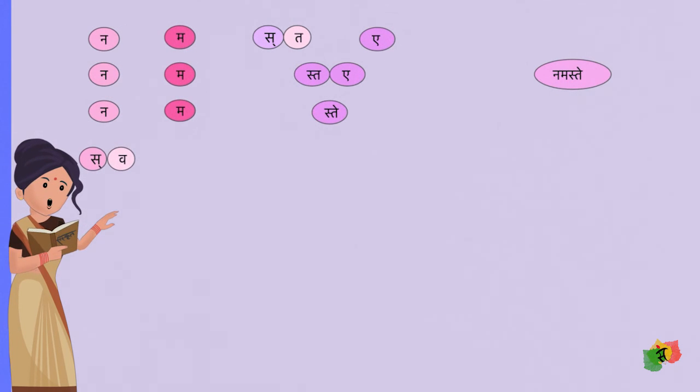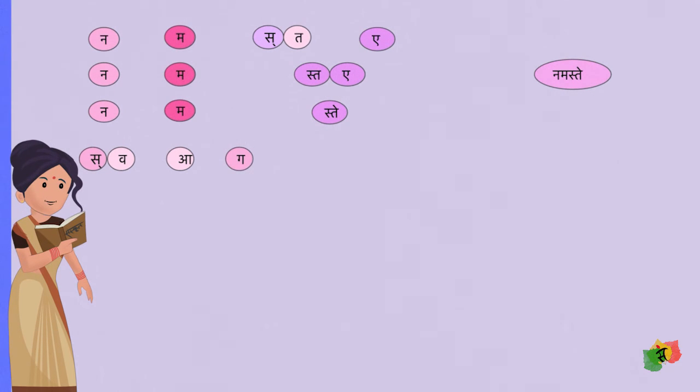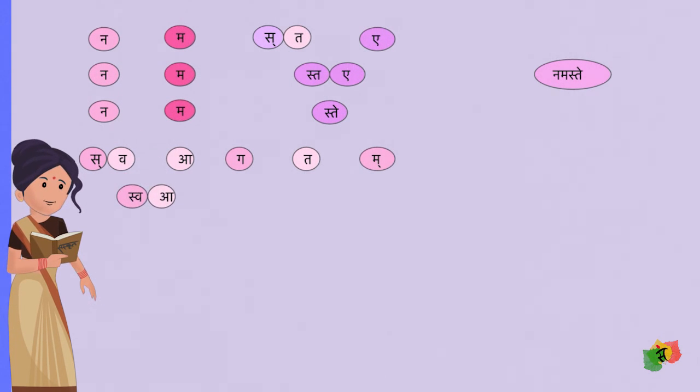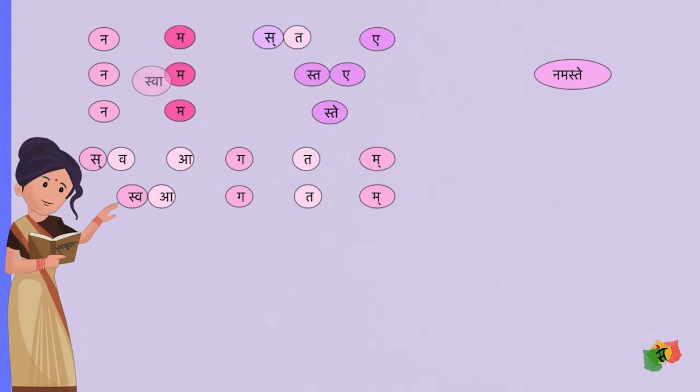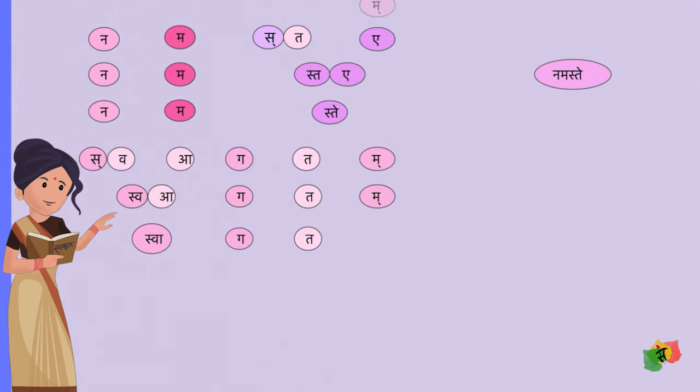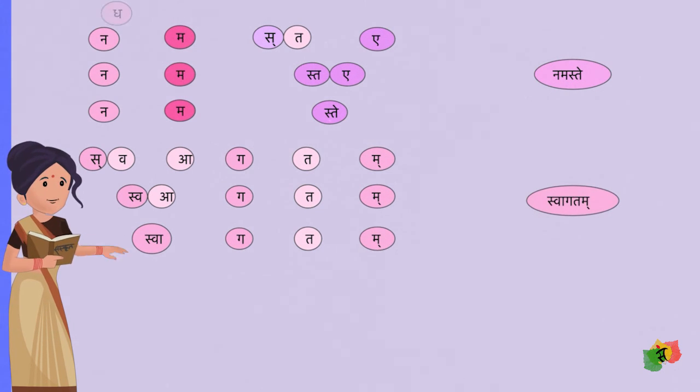When s and wa join with a, ga, ta, we get swa, a, ga, ta. When joined together, we get swa, ga, ta, which is swagatam, which means welcome.